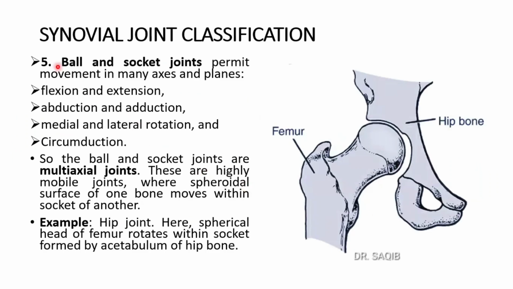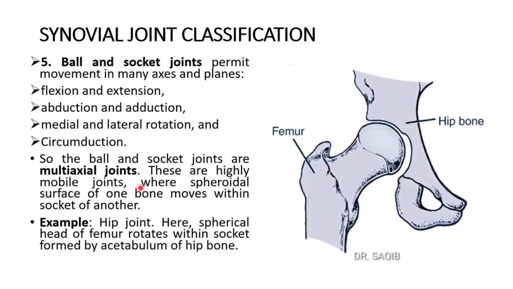And the ball and socket joint, very important, very common, allows free movements. They permit movement in many axes and planes. Flexion and extension occur here, abduction and adduction, medial and lateral rotation, right? So now a new movement over these ball and socket joints, medial and lateral rotation, and the combination of all of these above, the circumduction. So the ball and socket joints are multi-axial joints.